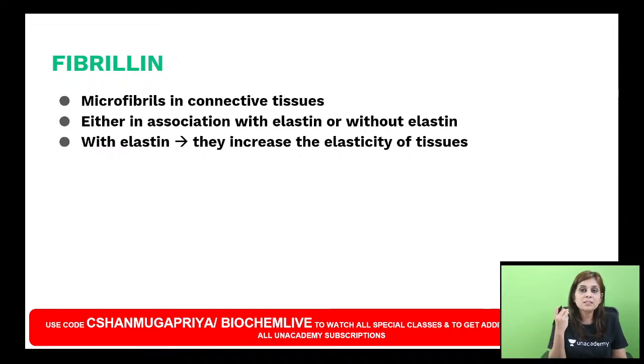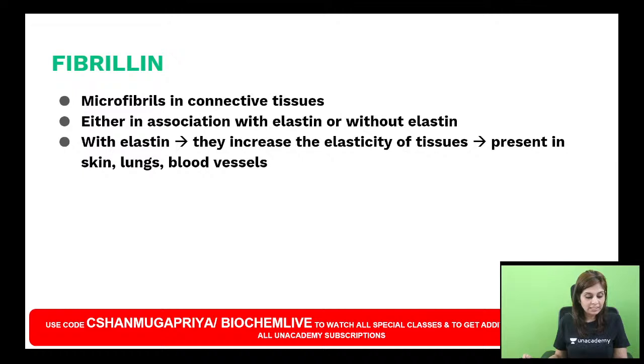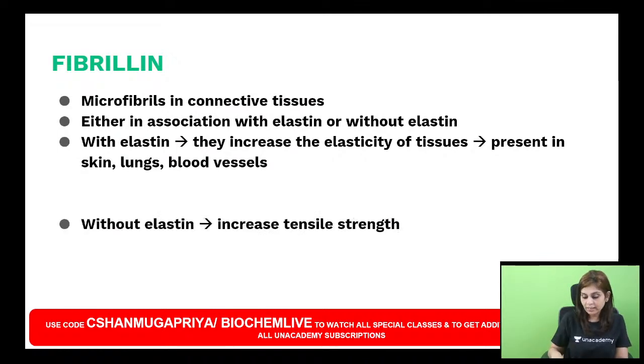This is the form of fibrillin that is present in skin. This is the form of fibrillin that is present in lungs and in blood vessels. So in association with elastin, where is it present? Yes, Nitya, you're right, I will tell you about this. In homocystinuria, it is infranasal dislocation. So with elastin, it improves elasticity and that is the form of fibrillin present in skin, lungs and blood vessels.